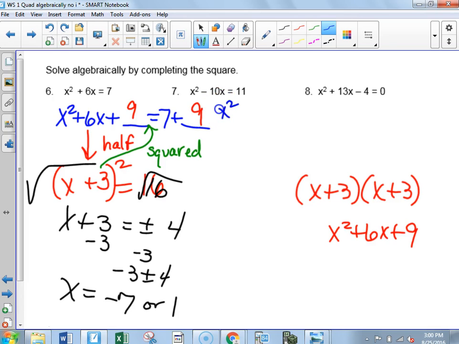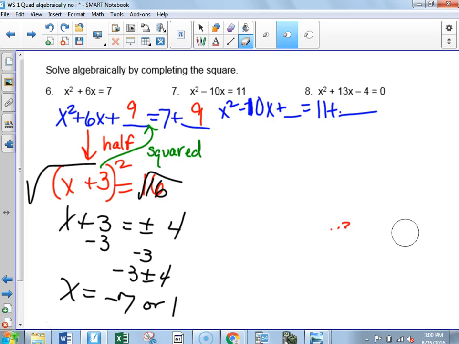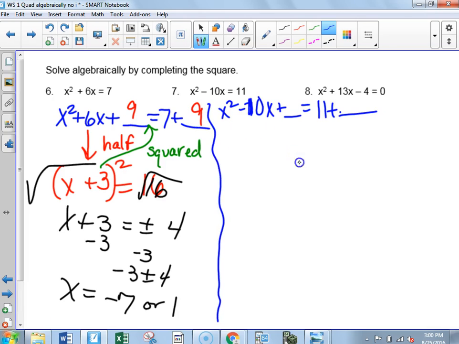X squared minus 10x plus blank equals 11 plus blank. I'm going to actually move number 8 to another page in a second, because if I try to squeeze it in, then I have to write small and you can't see from the back of the room. So here's question 7, okay? What do we do first?